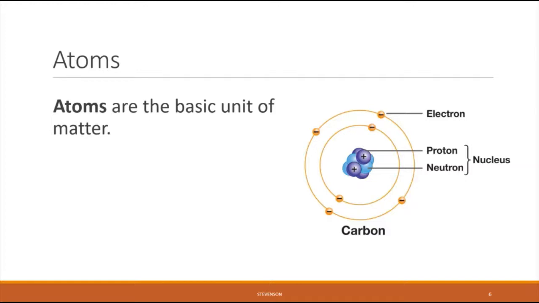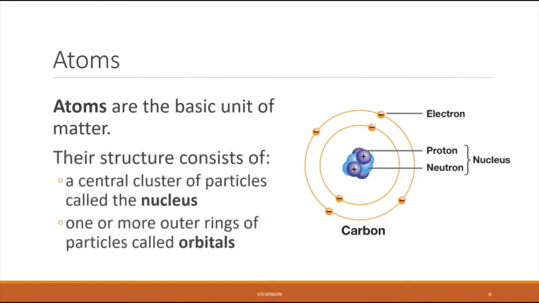But for how small they are, there are still particles that are smaller than atoms and that make up the structure of an atom. So within the structure of an atom, there is a consistent arrangement where there is a central cluster of particles that is called the nucleus. And then around the outside of that nucleus, there are at least one ring called an orbital. And in this atom that you see on the screen here, there are 2 rings, 2 orbitals.